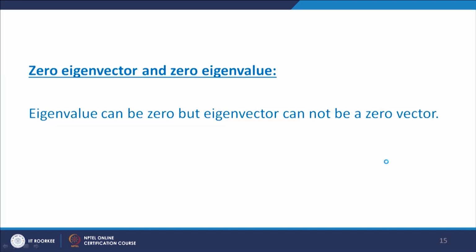Now, 0 eigenvector and 0 eigenvalue. Eigenvalue can be 0, but eigenvector cannot be a 0 vector. That means we have written Ax equal to lambda x. So what is said, eigenvalue can be 0, but eigenvector can never be 0. Theoretically it is possible that A times 0 equals lambda times 0, but for the actual case, eigenvalue can be 0, but eigenvector can never be.